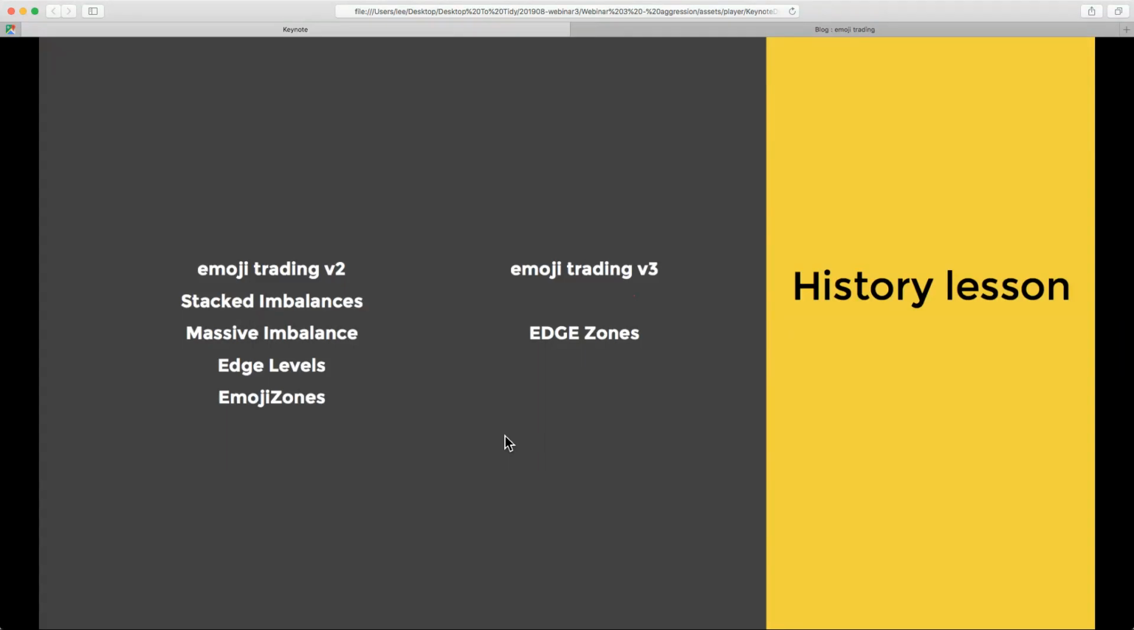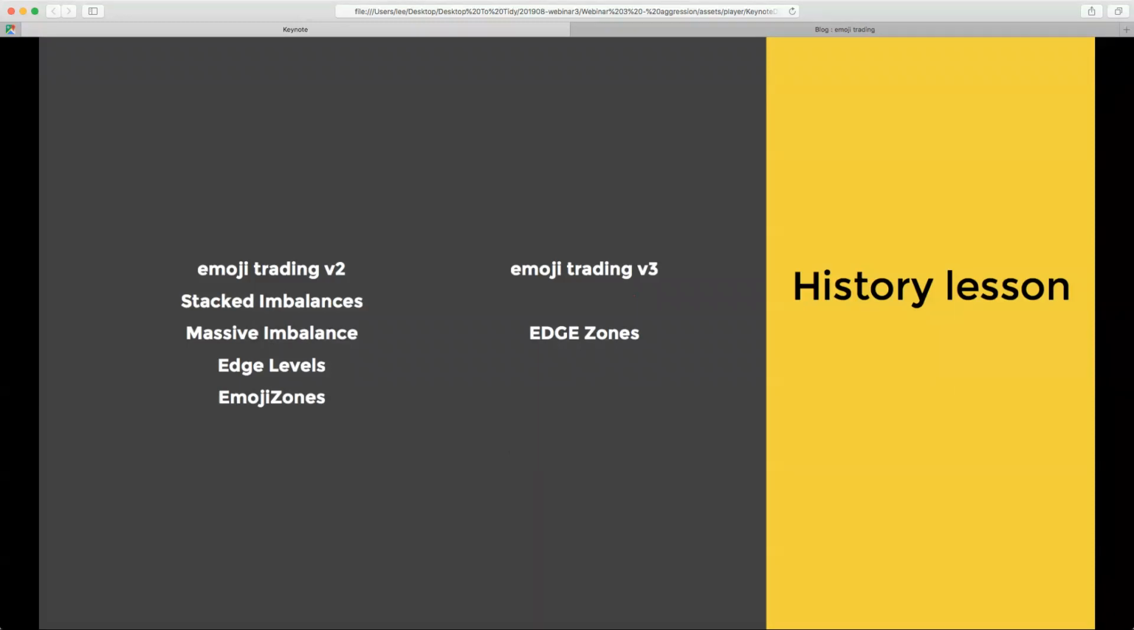And I can see some familiar names in the trading group on the webinar today. Hello. But now with our version 2, version 3 consolidation, we have rolled edge zones into the main order flow suite, replacing stacked imbalance, massive imbalance, and edge levels. That's enough of the history lesson. That went on far longer than I expected. So let's start today and we'll take a look at edge zones.